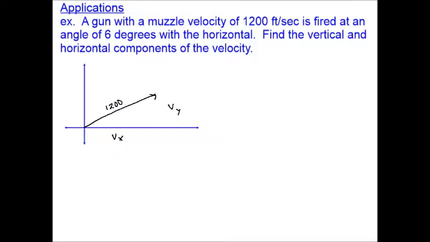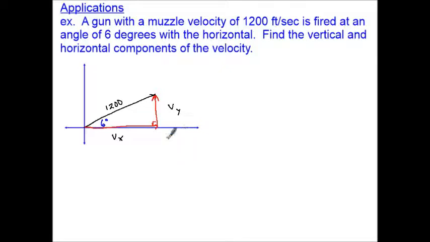Given I want the horizontal and the vertical, I can just draw those two components in as their own individual vectors. Notice I put a right angle between them because that's exactly what it's going to be. And one thing I forgot to label was our 6-degree angle. So there's our 6 degrees. Again, very much not to scale.